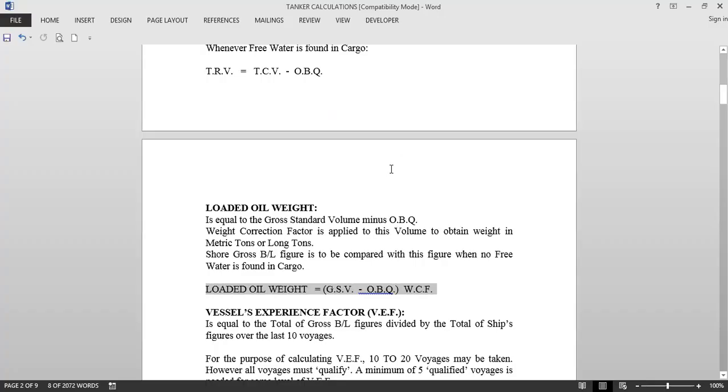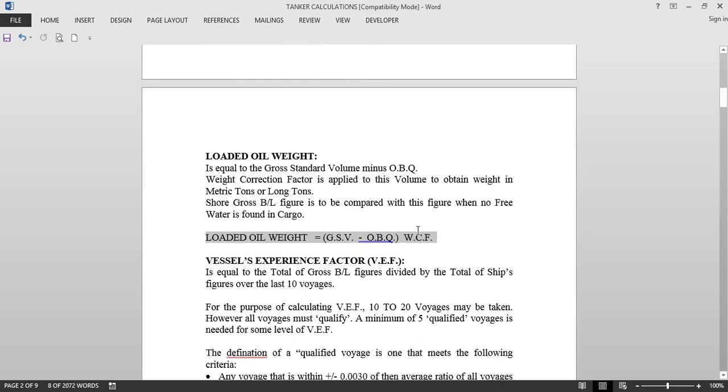This is a simple calculation. Loaded oil weight is equal to the gross standard volume minus OBQ, and a weight correction factor is applied to this volume to obtain weight in metric tons, long tons, or short tons. So loaded oil weight is equal to GSV minus OBQ, times WCF, and WCF you can get from table 13, table 9, or table 11, depending on whether you want it in metric tons, long tons, or short tons. This is how you calculate the cargo.